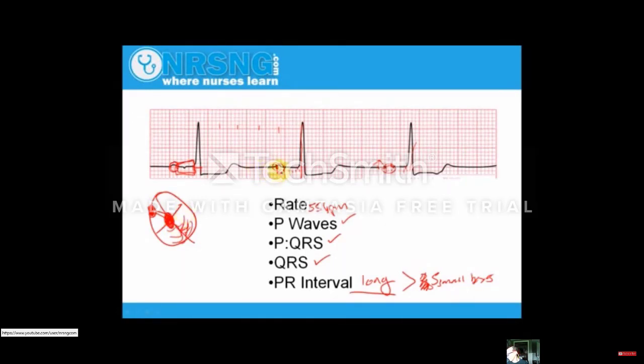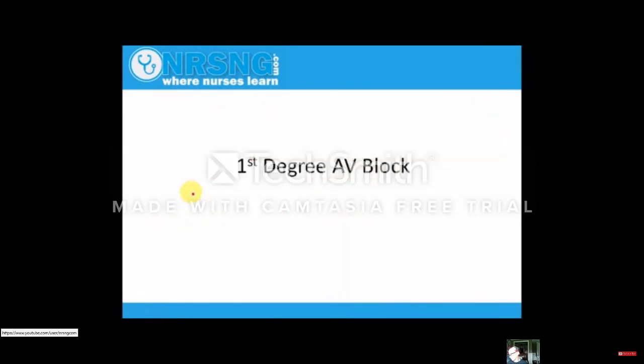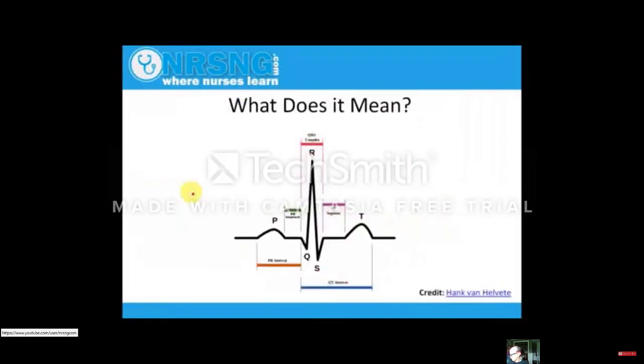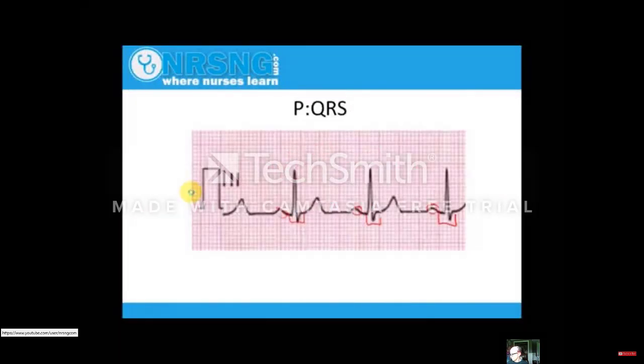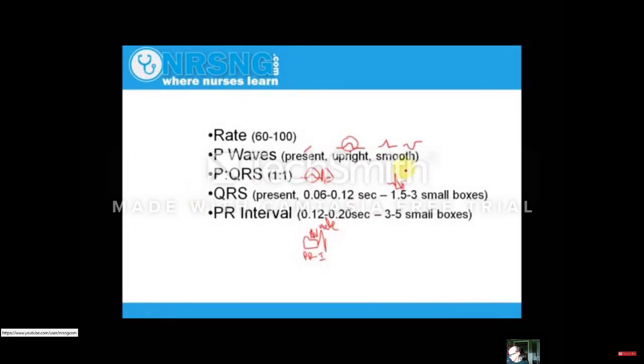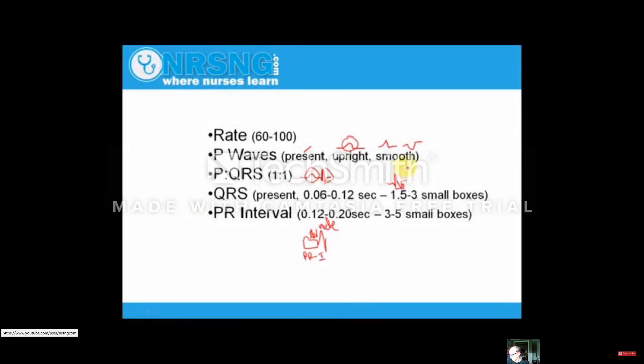All right, so those are the basics of interpreting our EKGs here. So again, I just want to go over the 5 things that you want to always look at with every EKG. Your rate first, then P waves: are they present, are they upright, are they smooth? P to QRS: is there a 1-to-1 ratio of your P wave to your QRS? QRS: do you have QRS complexes, and are they 1.5 to 3 small boxes between the Q and the S? And then the PR interval: can you determine it, first of all, and is it 3 to 5 small boxes?